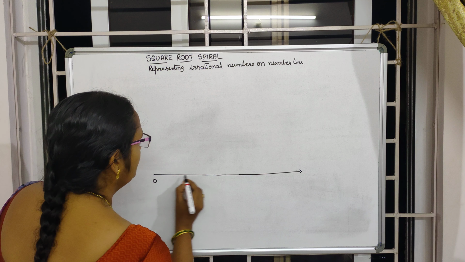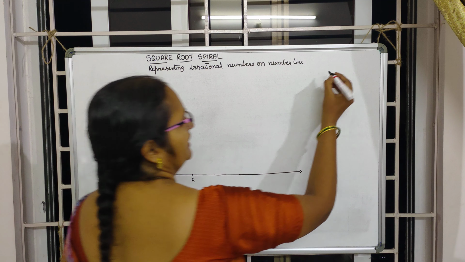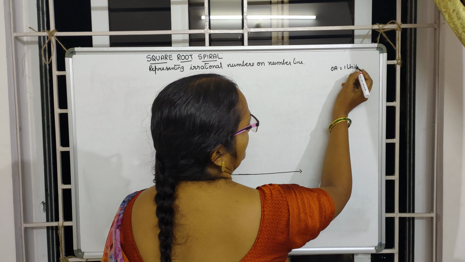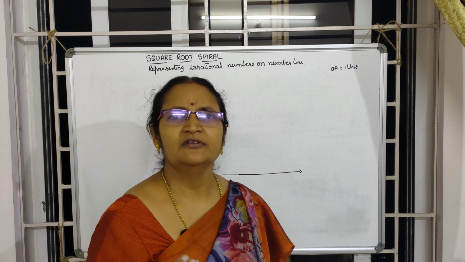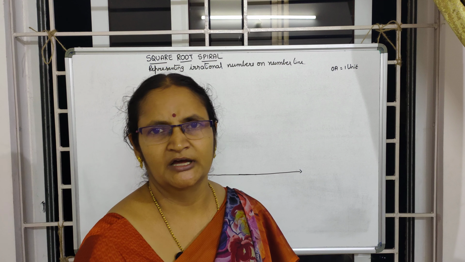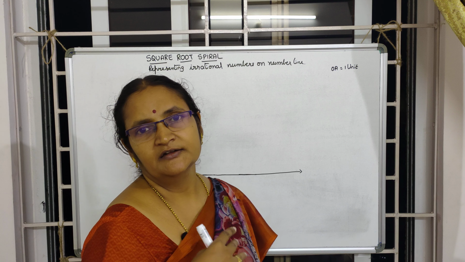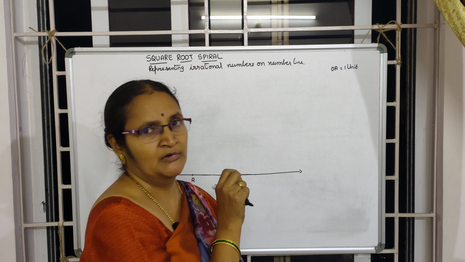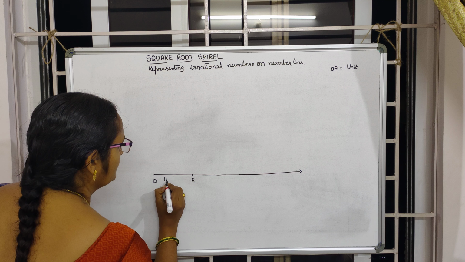So roughly I am taking this point as A. So OA equals 1 unit. 1 unit means you define yourselves, maybe 2 centimeters or 1.5 centimeters or 3 centimeters, depending upon you. I consider this as 1 unit, 2 centimeters in my mind, and mark the point over there. Done.